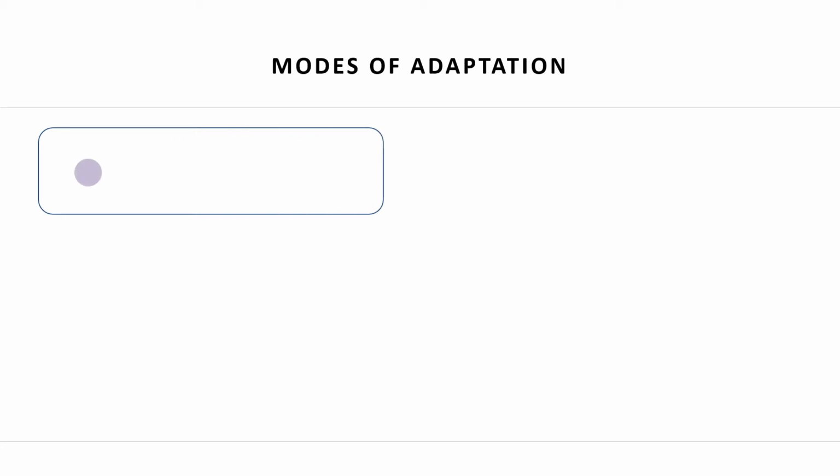There are several modes of adaptation. The first one is display setting. Display setting means changing the setting. For example, in the original book, the setting is in the medieval era, but in the movie, it is changed into recent era.